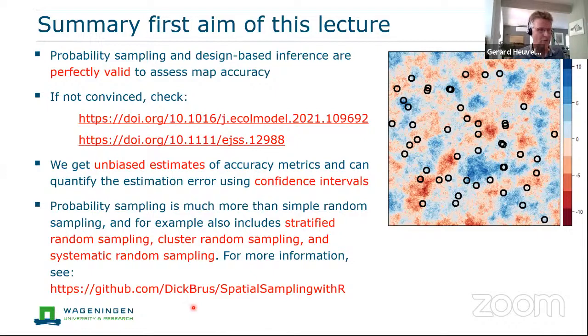Dick wrote a book, Spatial Sampling with R, and you can access it here. It will be released really soon, and the PDF of that book is free for everyone. So I can really recommend that.